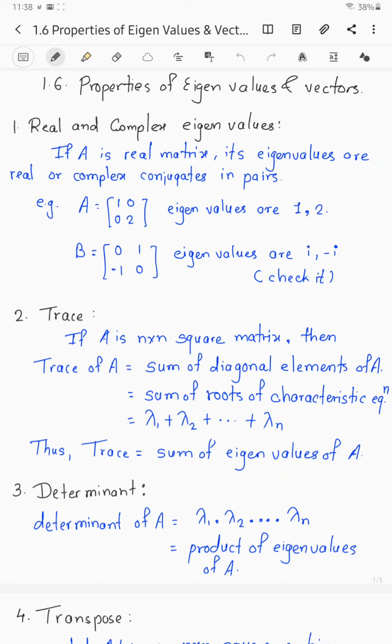In this chapter, we are looking at properties of eigenvalues and eigenvectors. We have learned eigenvalues and eigenvectors in our previous topics, so let's see some of the properties.